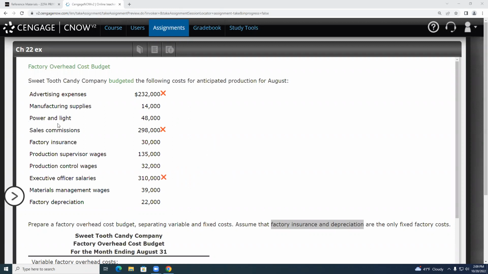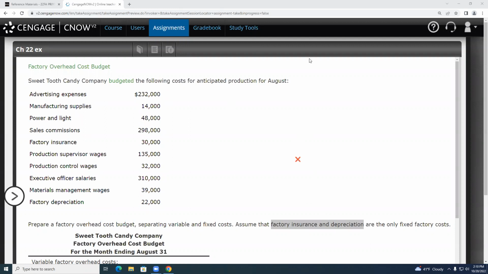Now, I need to clarify that this one right here, power and light, I'm assuming that that is a sole expense for the factory. If we had a combined power and light bill that covered both the factory and the office, we would need to use some mechanism to separate those into, here's the office because that's a period expense, and here's the factory. It doesn't say that, so I'm going to assume that this power and light is for the factory only.